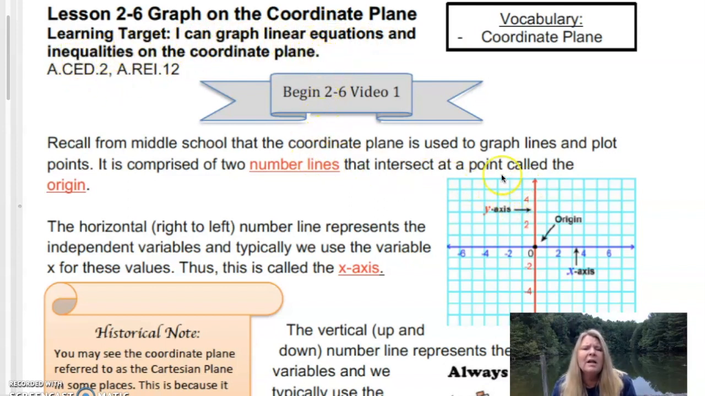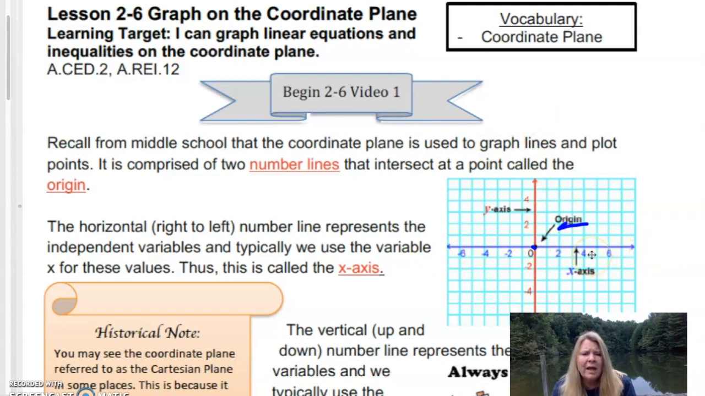But before we get started, let's do just a quick little review about the parts of a coordinate plane. Just a quick review, a coordinate plane is really two number lines put together. The point of intersection right here is called the origin, and the vertical number line is the y-axis. The horizontal number line is the x-axis.